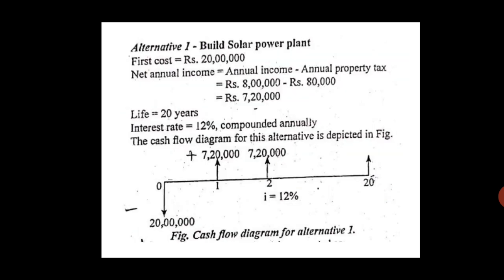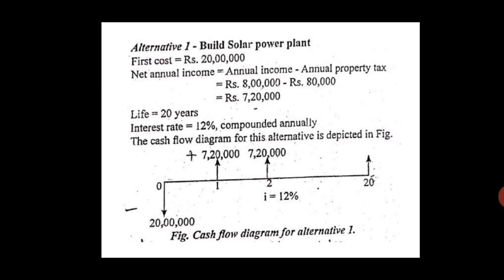Now, let us see the alternative one, that is build solar power plant. The first cost is 20 lakhs, that is P. Okay, and the net annual income is annual income minus annual taxes. So annual income was 8 lakh rupees and the annual property tax was 80,000 rupees. So the net annual income is 7,20,000 rupees per year, and the life is 20 years, and the interest rate is 12% compounded annually. So you can see the cash flow diagram.